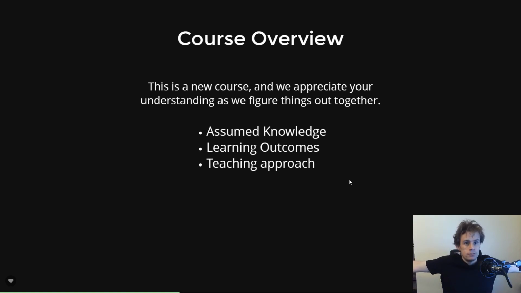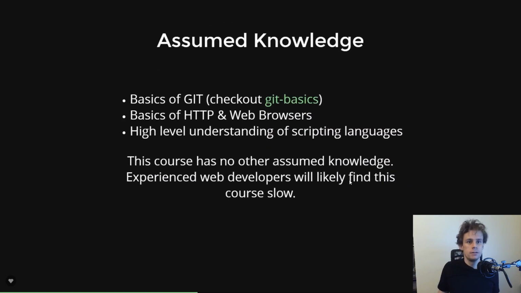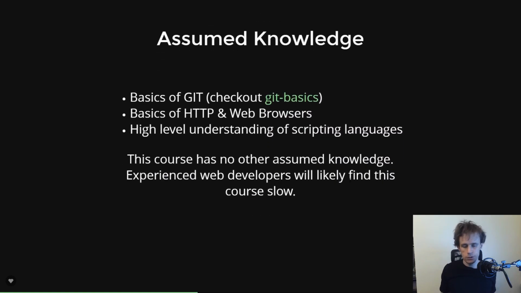Course overview. Let's do the boring stuff. Assumed knowledge. We assume that you know a few things in this course. We assume that you have a basic understanding of Git, which is a version control tool. For those of you who are undergrads, you should be competent in this because you've done courses relating to it. For those of you who are postgrads, I know that some of you will not have done this because of the funny way that UNSW does programs.